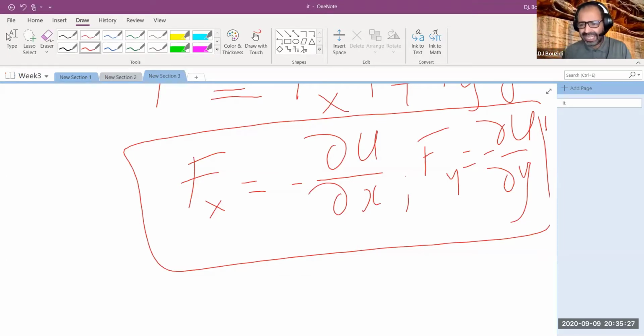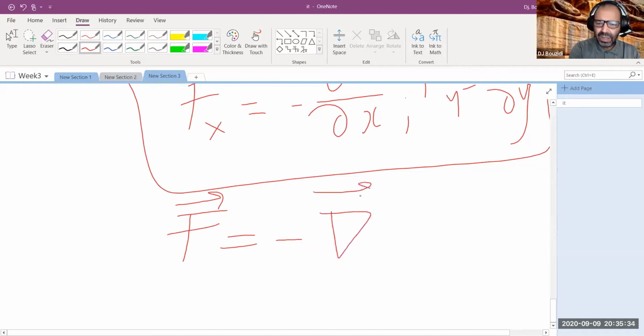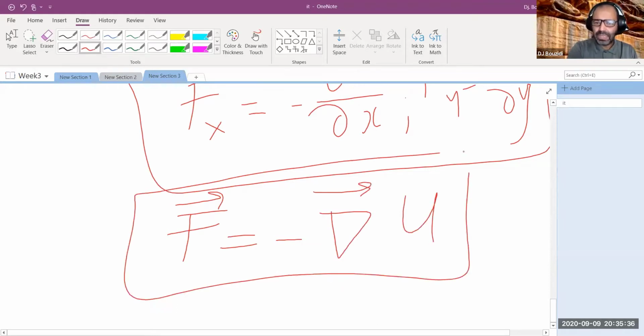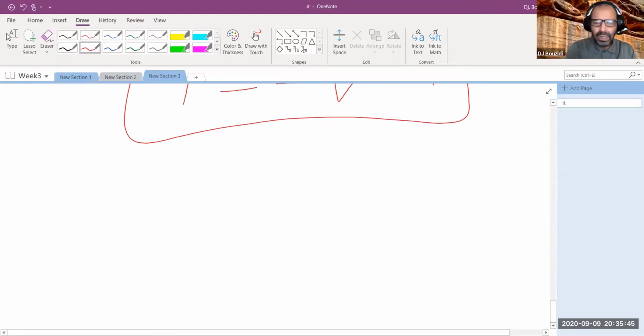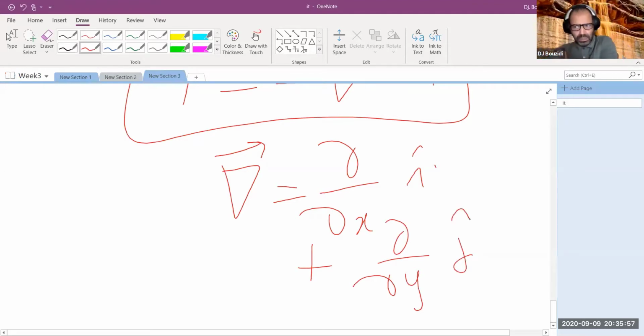Symbolically, we represent this same thing as saying the force itself, F, is equal to minus grad of U. Okay, that is the same thing. Where the grad now is an operator. It's the derivative operator, but it's in space. The grad just looks like a vector, where I take the derivative with respect to x in the i hat direction, plus the derivative with respect to y in the j hat direction, plus the derivative with respect to z in the k hat direction.